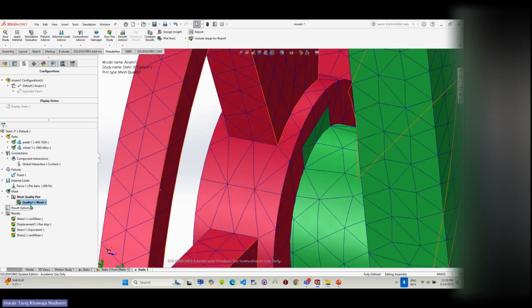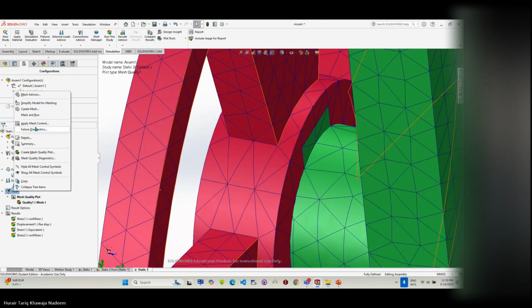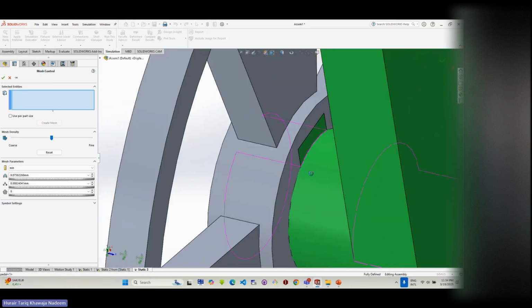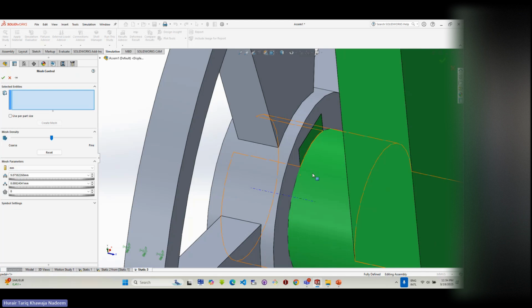This is show mesh, and there is an option over here, apply mesh control, and this is what I told you that we will discuss at the end, okay? So you can apply mesh control. The mesh control means at some position you want good mesh, and at other positions you do not want very fine mesh. At critical regions, for example, you want a very fine mesh, and at non-critical regions you can have a coarse mesh, so to save computation.